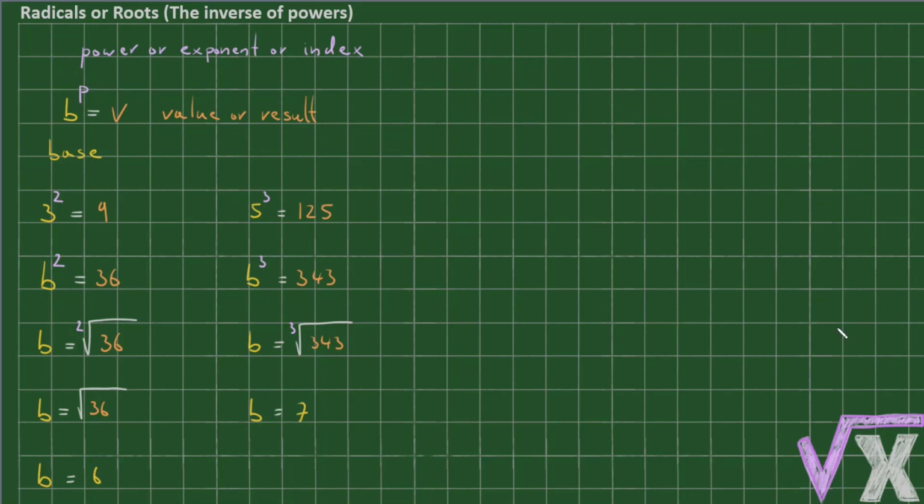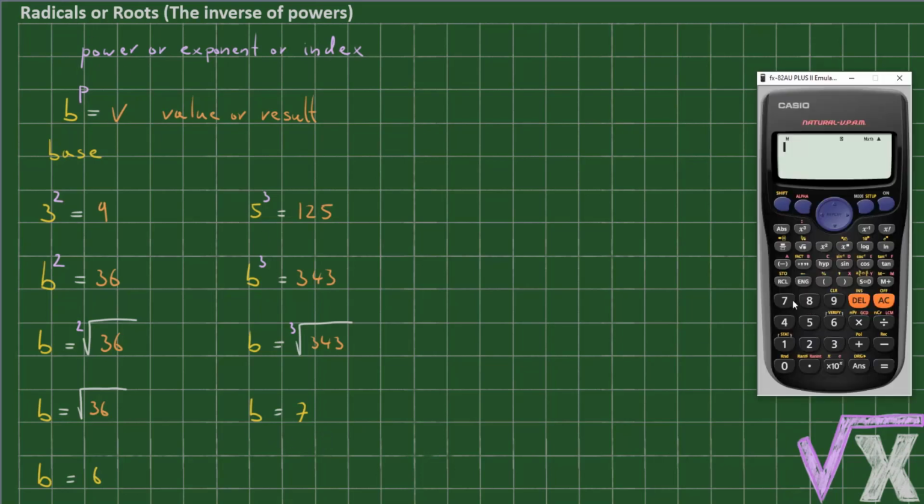I can also use the calculator to check if this result is correct. So I'm going to enter 7 raised to the power of 3. If everything is correct, I should get 343. And lo and behold, I do, which means our solution for the base is correct.